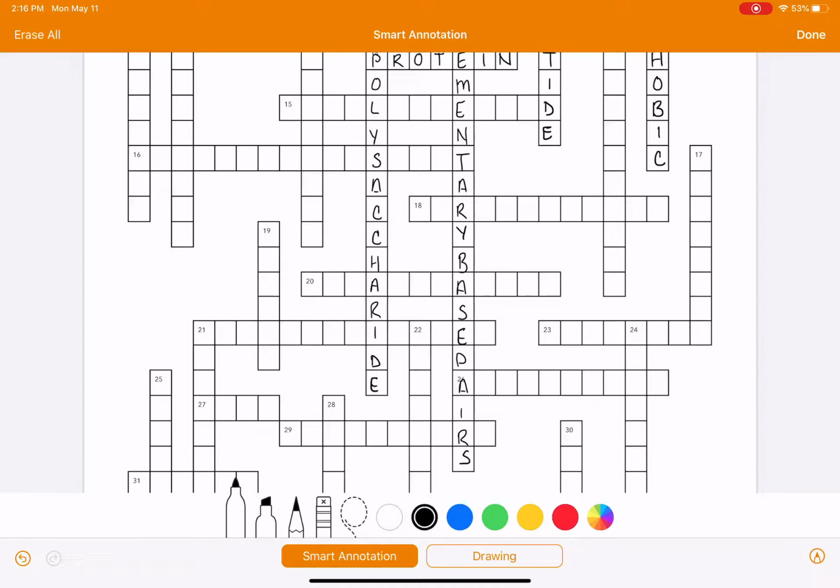15 across, the type of interaction that would occur between two cysteine, that is a disulfide bond or bridge. 16 across, hydrogen bonding among adjacent strands of amino acids makes a beta pleated sheet. 18 across, ketose, aldose, monosaccharides, disaccharides, polysaccharides. Those are all carbohydrates.